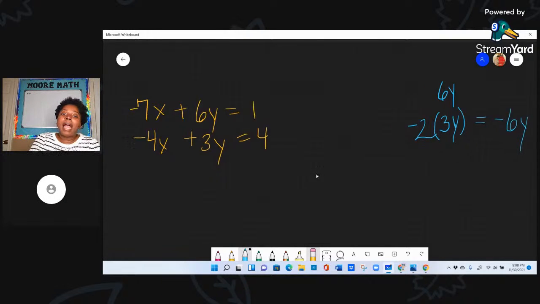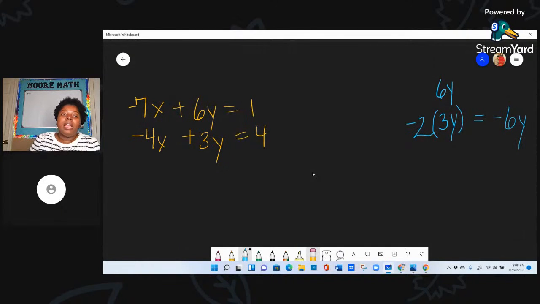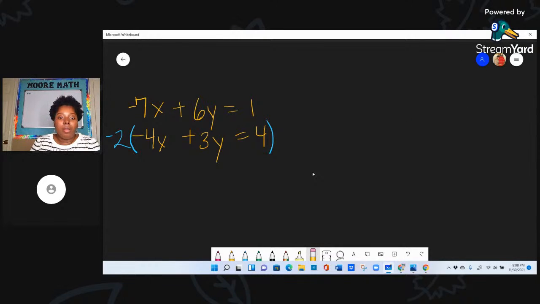And if I multiply this 3y by -2, I have to multiply this whole thing by -2. Let me erase this. Okay, let's do it. So, as you said, nothing really happens to this first one because we want that 6y.